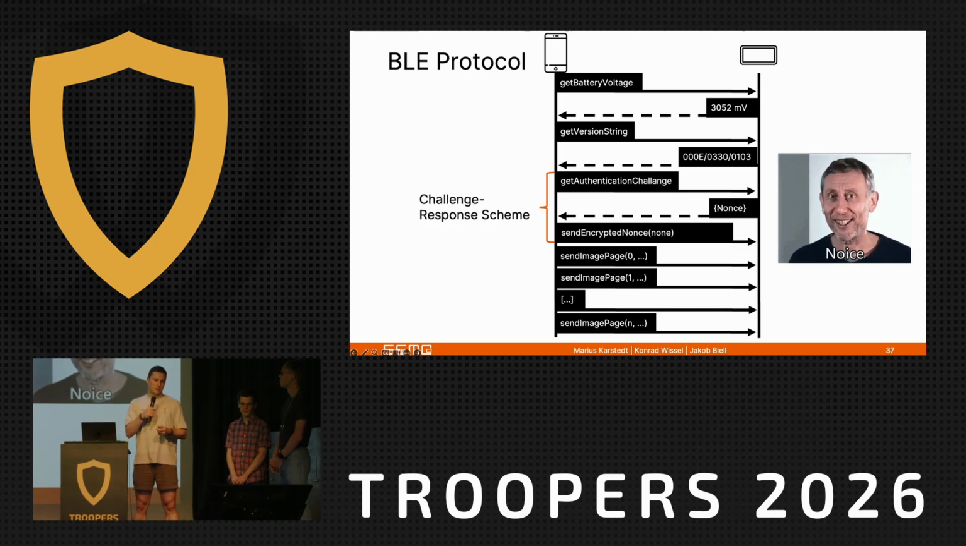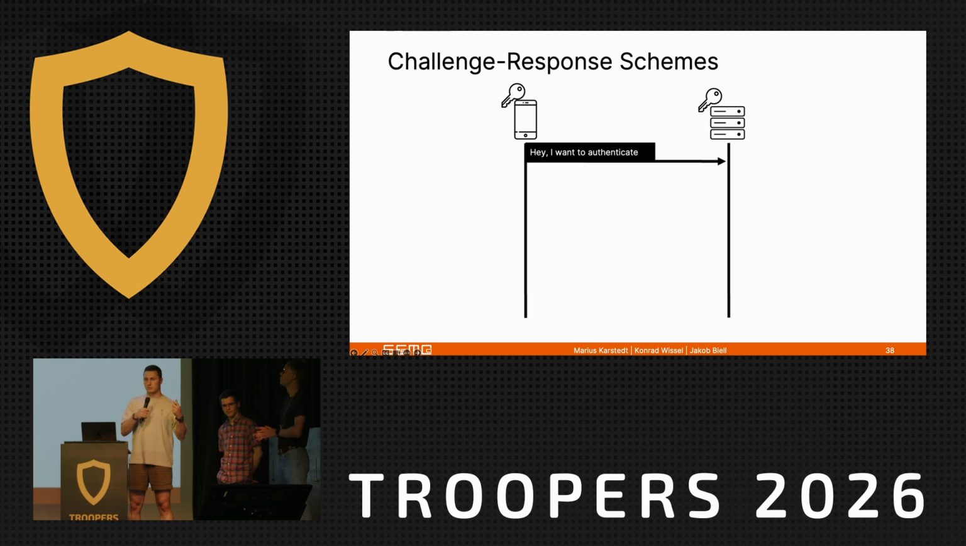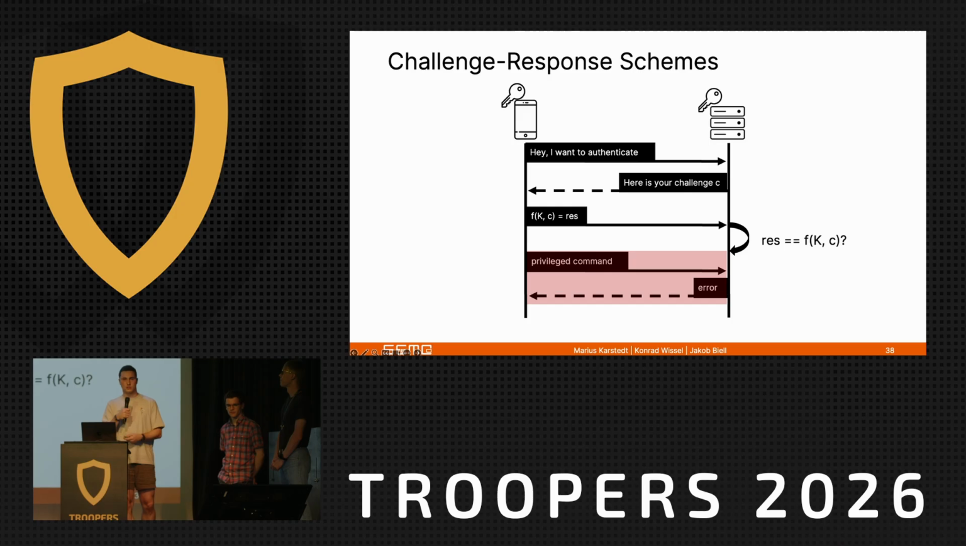So what we have here is a normal challenge-response scheme where we have essentially two devices, for example a phone and a server, and they have a pre-shared key, let's say. The phone says, hey, I want to authenticate our session. The server gives us a challenge, and then we can use our key to encrypt that challenge and send it back, and the server just compares its calculated encrypted data to the one that's sent back from the device. If they don't match and we send privileged commands, we get an error, and if it's correct, then we can, for example, update the pages or the image on the price tag.